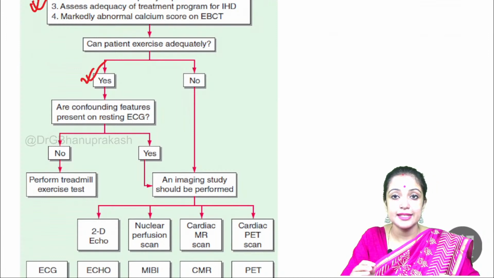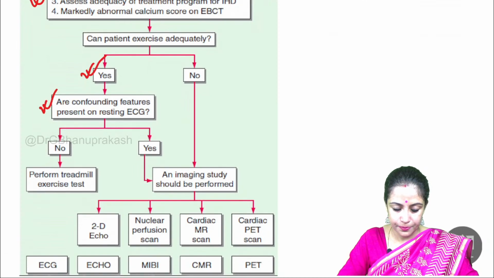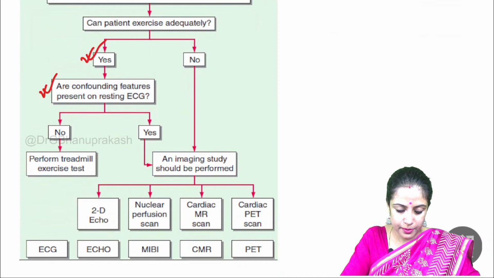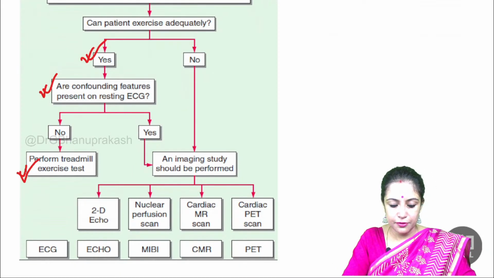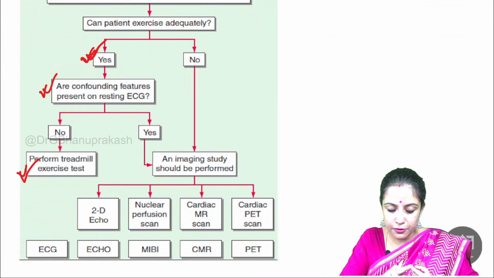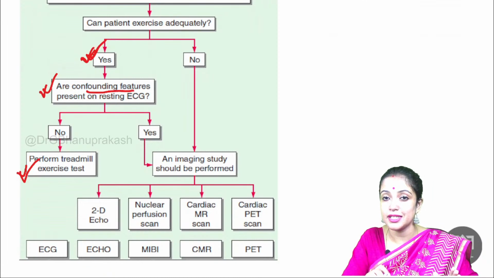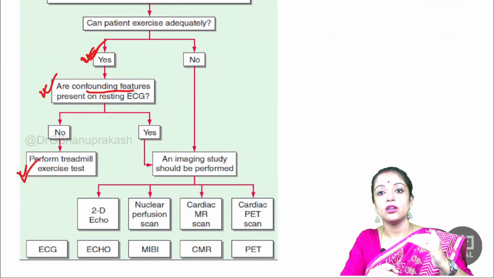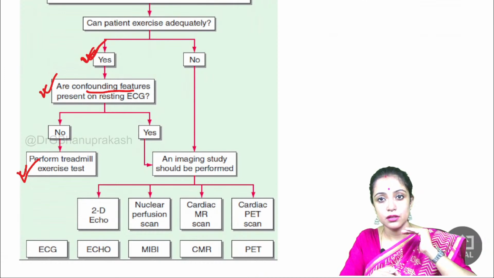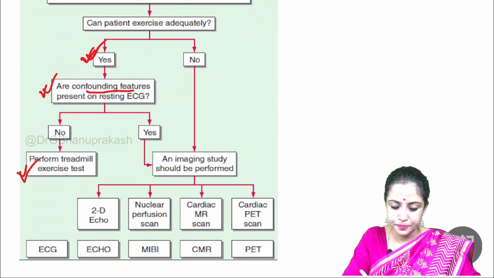If the patient can exercise adequately, then we will subject the patient for treadmill test. And if the patient can exercise adequately and if there is no confounding feature on resting ECG, then we will subject the patient for treadmill test, and depending on the results of treadmill test, we will decide what to be done next.